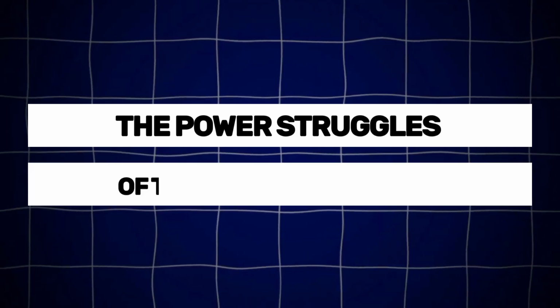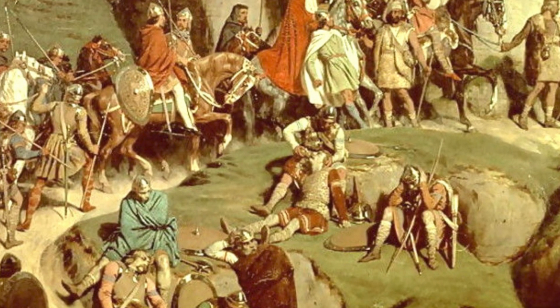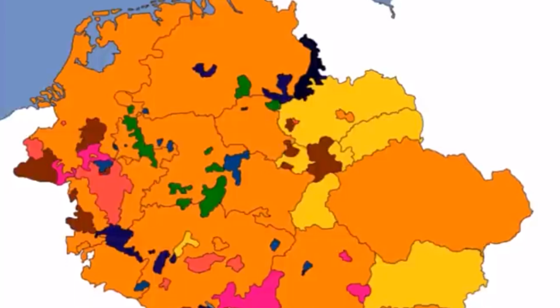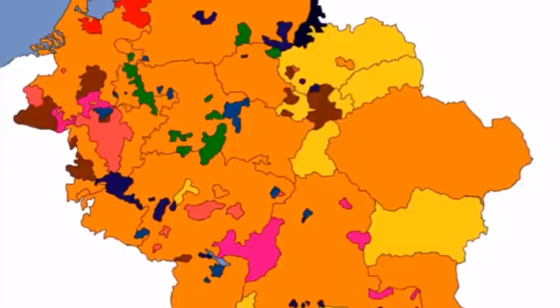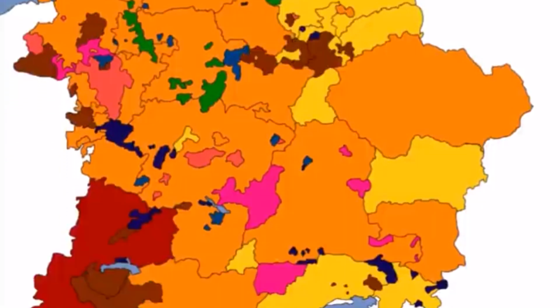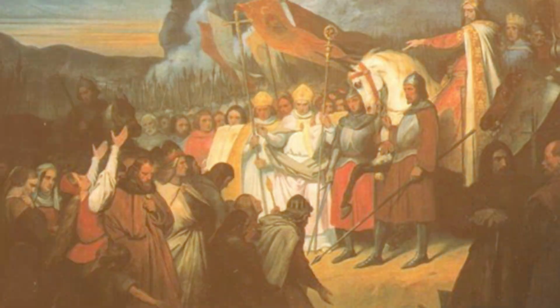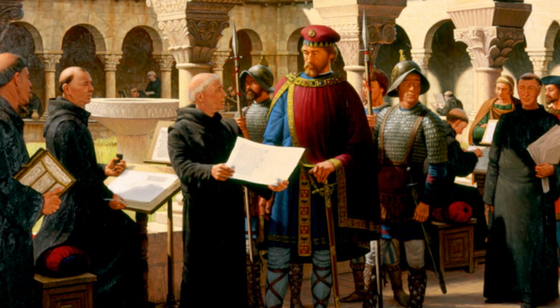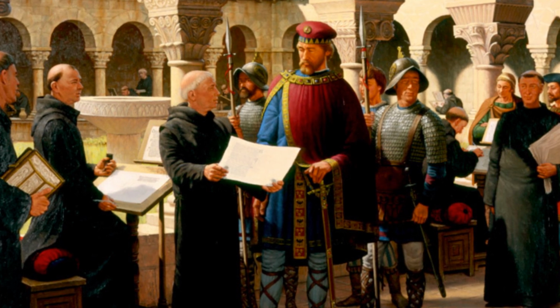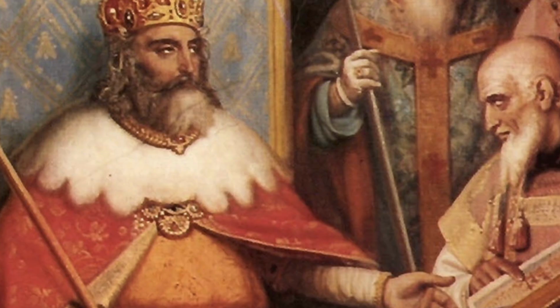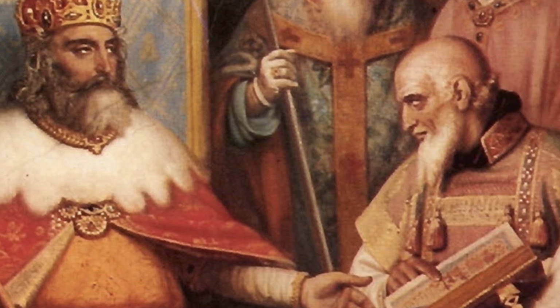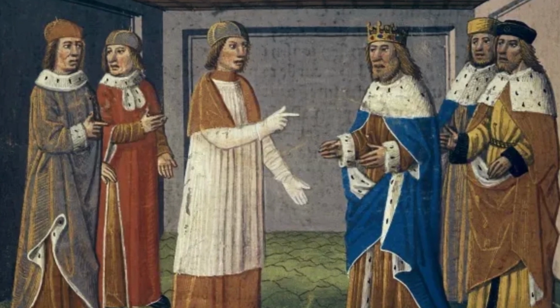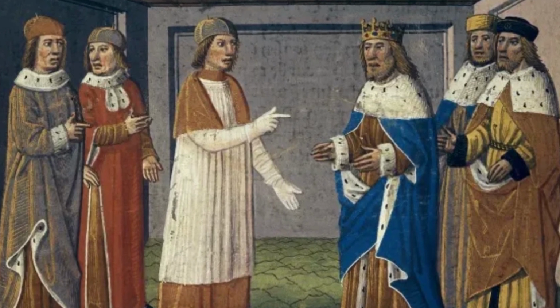The power struggles of the Holy Roman Empire. What made the Holy Roman Empire so unique? It wasn't a single country with a single ruler. Instead, it was a patchwork of smaller states and principalities, each with its own leader. Over the centuries, the emperor's power was often challenged by local rulers, bishops, and even the Pope. The relationship between the emperor and the Pope was a constant struggle, as both sought to control the religious and political life of the empire.